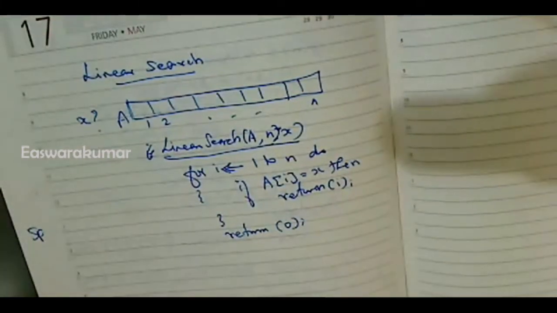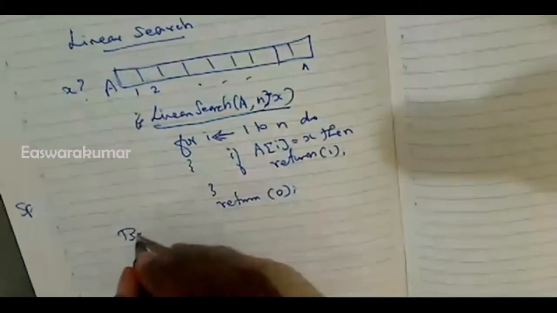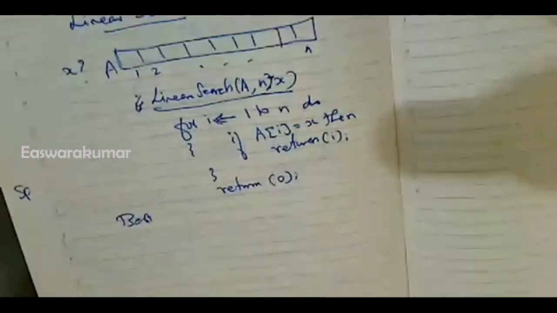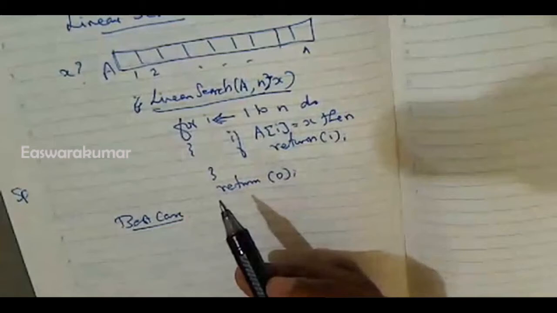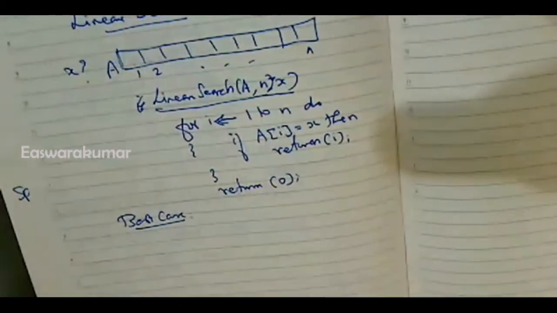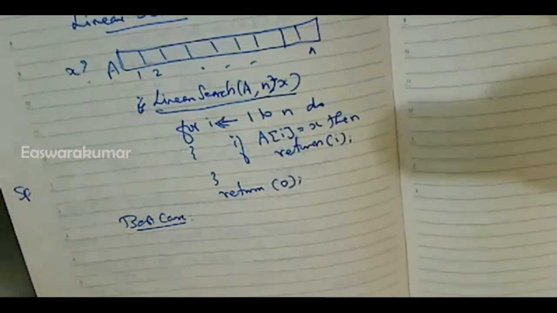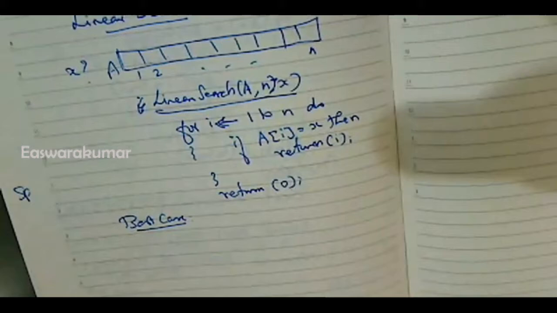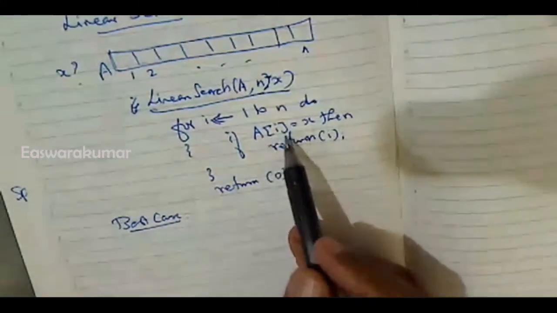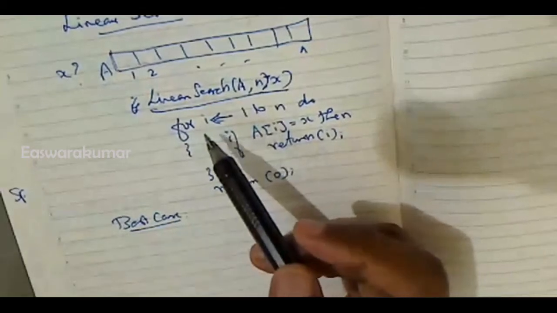What is important here is how to do the analysis. First, let us take the best case. Sometimes, to do the analysis, we consider the unit of operation, the major unit of operation that we do. In this case, the unit of operation is comparison. Every comparison takes 1 unit of time.